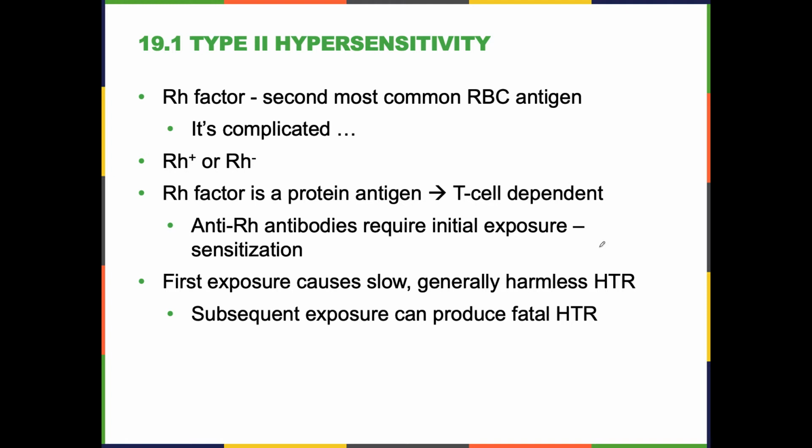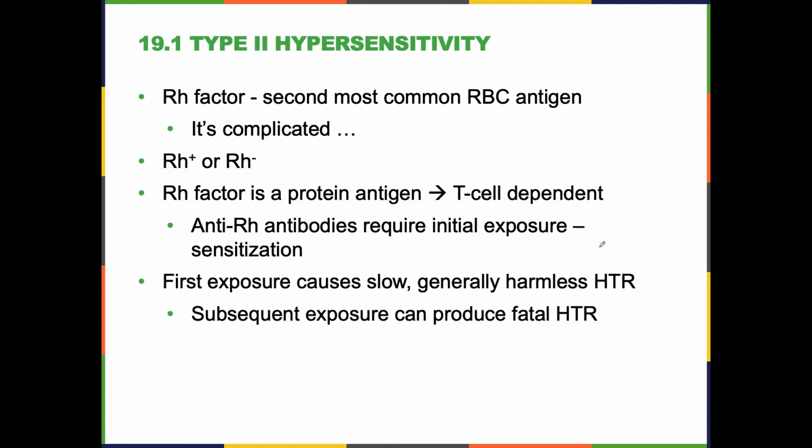You're Rh positive or Rh negative. And most people, by the way, are Rh positive. Okay, so generally it tends to be pervasive. It's a dominant phenotype, right? Rh factor is a protein antigen, so it's T cell dependent, unlike carbohydrates, right, which are B cell dependent, right?